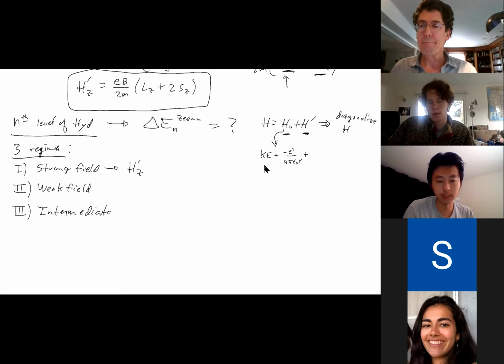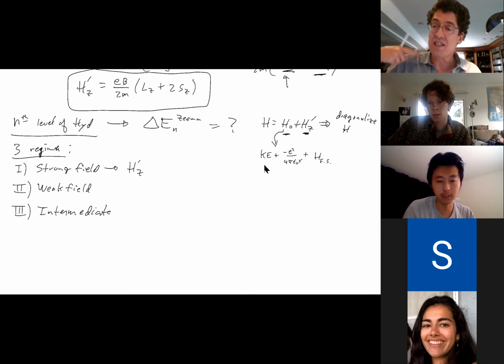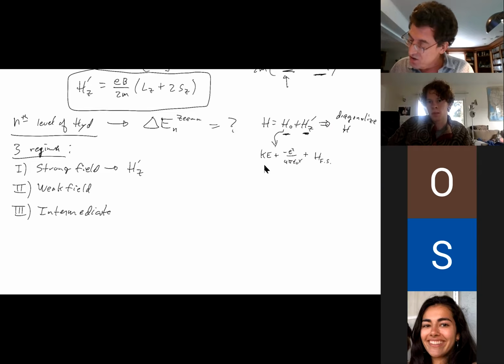What is in H naught? H prime is the Zeeman effect. But what is H naught? What's living inside of H naught? Somebody tell me. There's kinetic energy. There's the Coulomb attraction of the electron to the proton. What else is there? The fine structure. Exactly, the fine structure, the relativistic correction and the spin orbit. I'll just call that fine structure. But when I say fine structure, you should think relativistic correction plus spin orbit. Okay, so that's what's living in H naught. So H naught is kind of complicated.